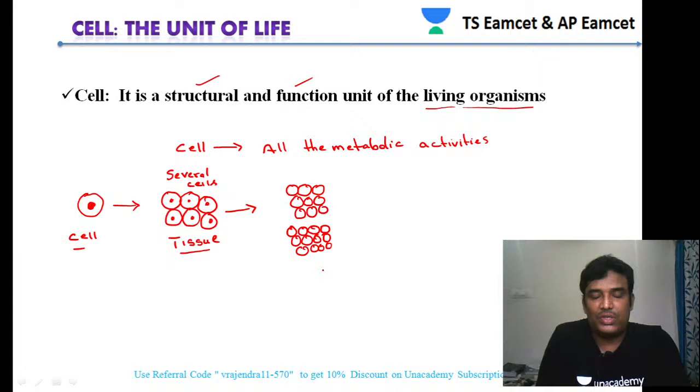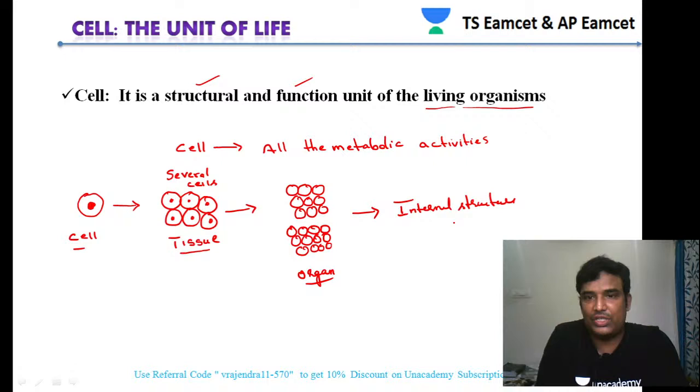So several tissues form the organ. Several organs together form the internal structure, of a plant or an animal.